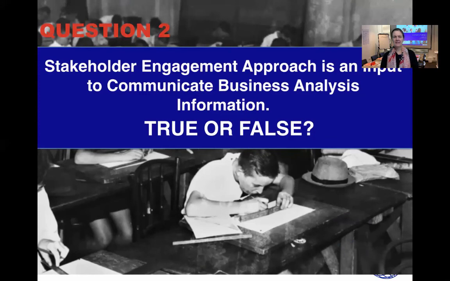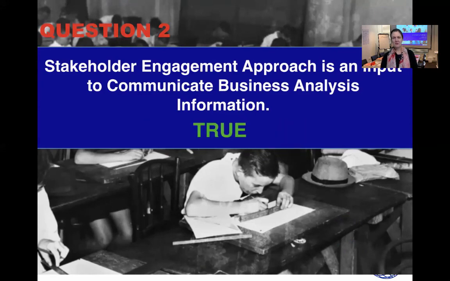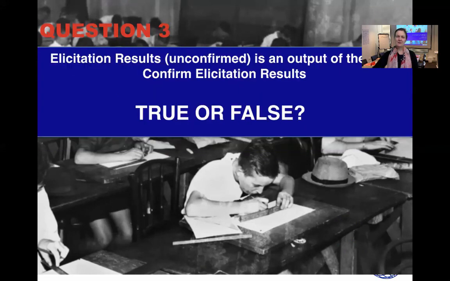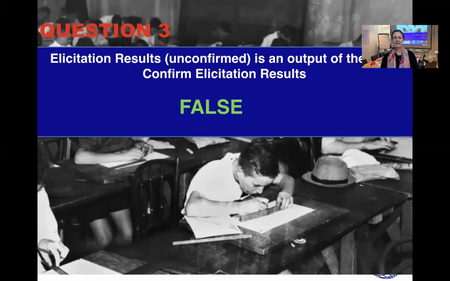Second question. Stakeholder engagement approach is an input to communicate business analysis information. Is that true or false? 3, 2, 1. Answer is true. And then the third question, elicitation results unconfirmed is an output of the confirm elicitation results. Is that true or false? Hopefully you know that just instantly. That's false. Elicitation results confirmed is an output of this particular task.